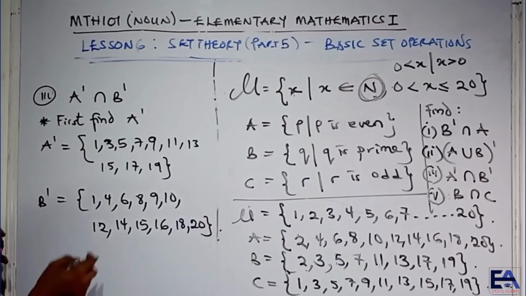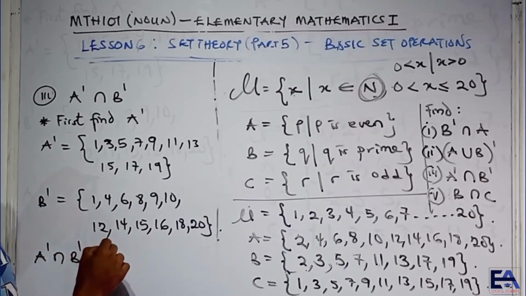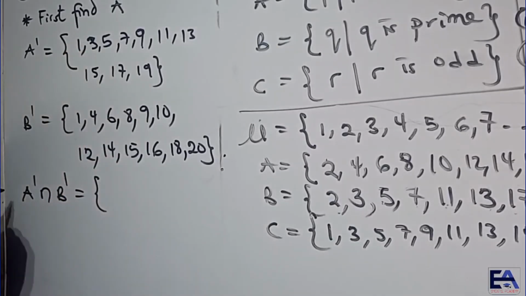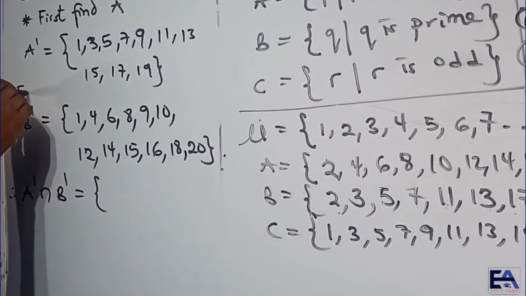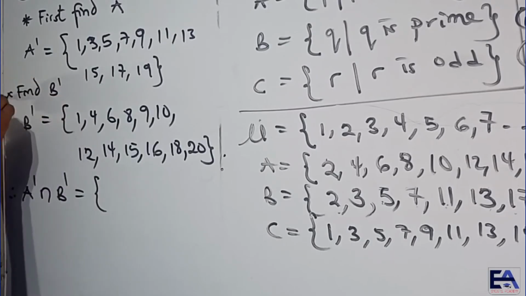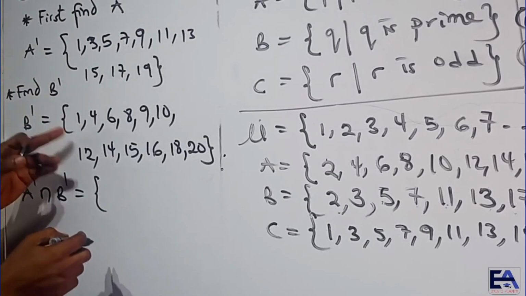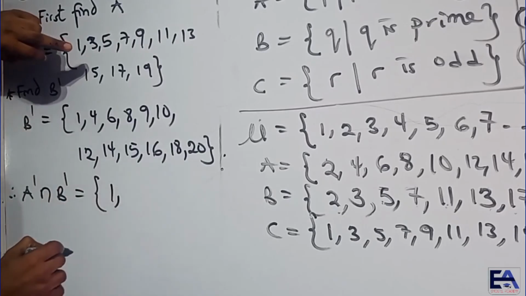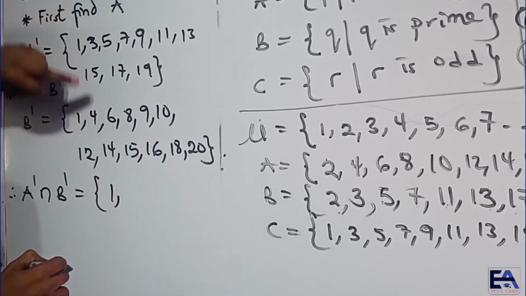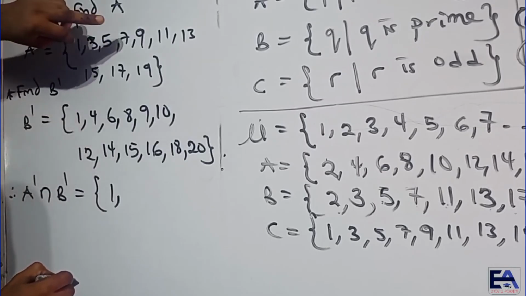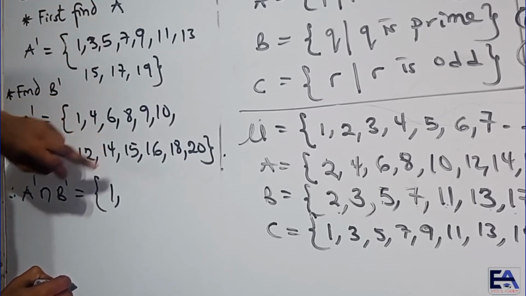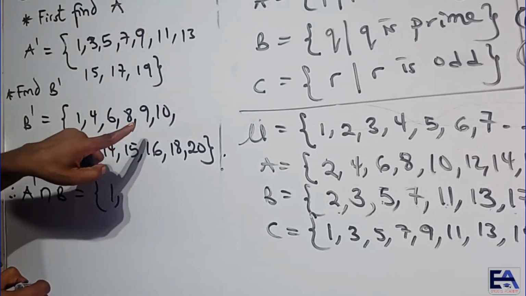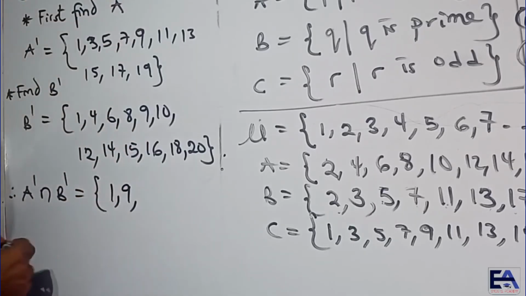So the next thing is to find the intersection of the two of them. A complement intersection B complement would be equal to what is common between these two. So what is common to the two of them? Let's check them out. 1 is here, 1 is here, so we write 1. 3 is here, 3 is not here. 5 is here, 5 is not here. 7 is here, 7 is not here. 9 is here, 9 is here, so we have 9.